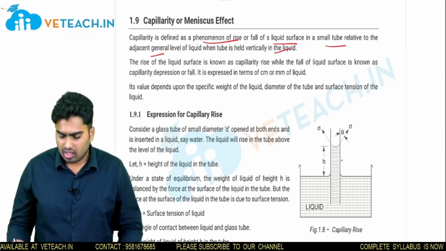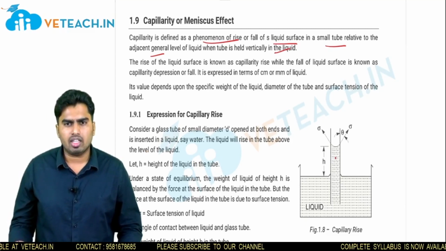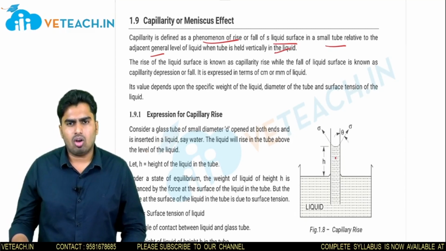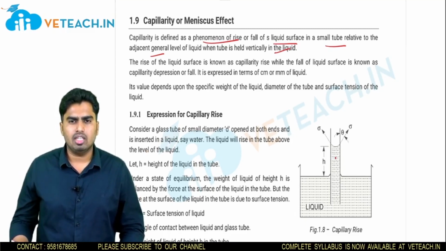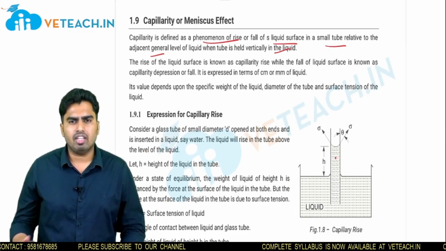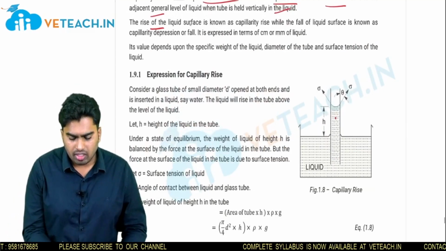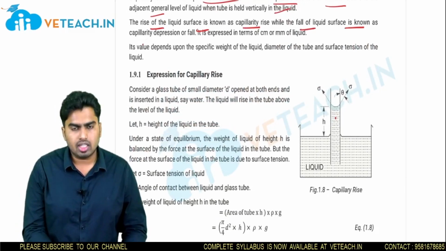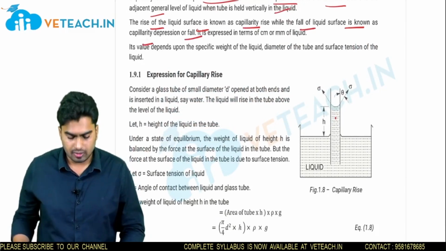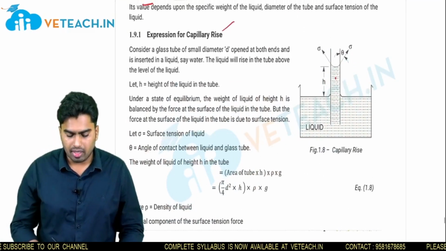There may be two conditions. The liquid in this small vertical glass may rise or it may fall. This is nothing but capillarity rise or capillarity fall. Let us see when it will rise and when it will fall. The rise of the liquid surface is known as capillarity rise, while the fall of the liquid surface is known as capillary depression or capillarity fall. Let us see the expression for capillarity rise.